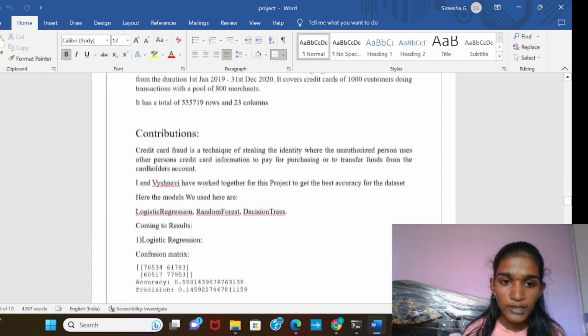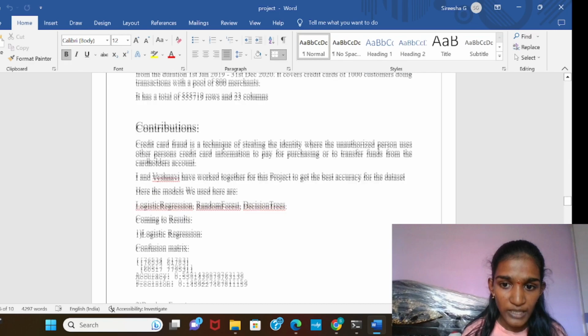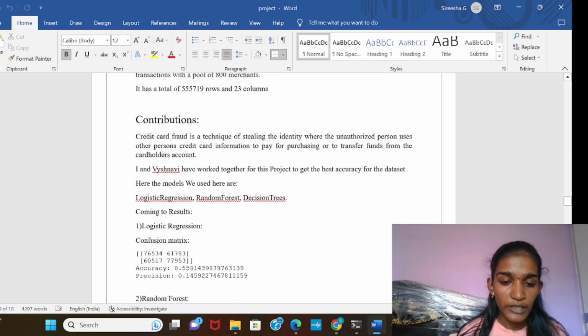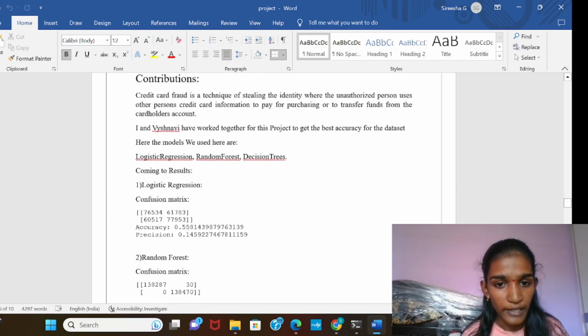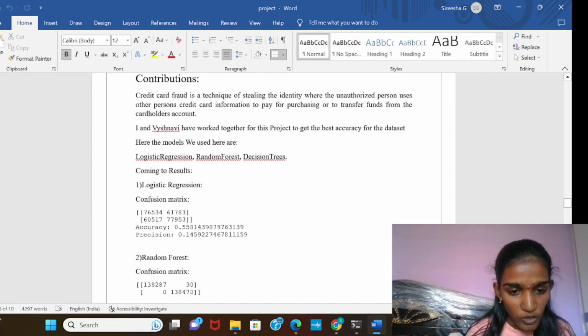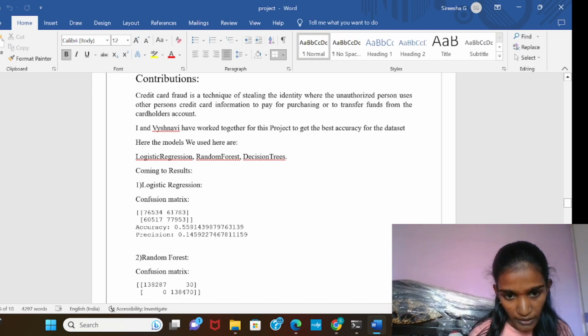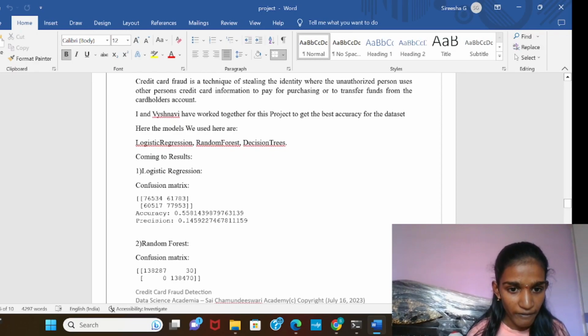Coming to the contributions, I have contributed to this project to get the best accuracy and precision for the dataset given. We have worked on three models here: logistic regression, random forest, and decision trees. Coming to logistic regression, we got a confusion matrix of 76,534, 61,000 of 783, 60,000 of 507, 77,000 of 953. Coming to the accuracy of logistic regression, it's 0.55 and precision is 0.14.